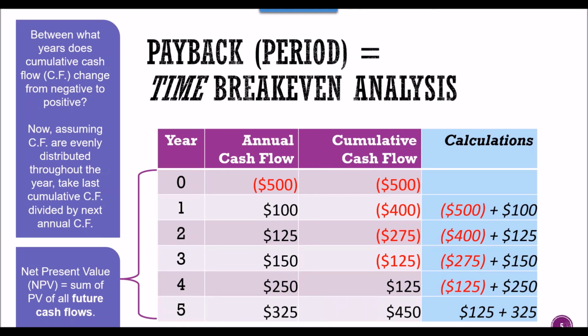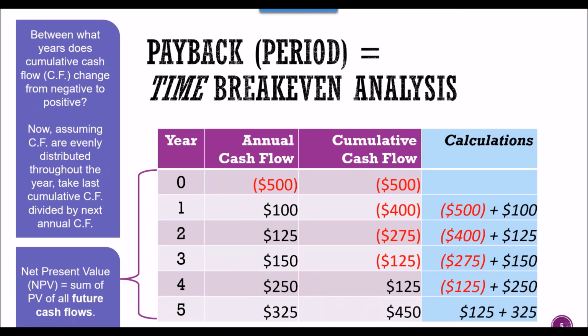So again, determine where it goes from negative to positive. It's between year 3 and 4. To determine the decimal, the 0.5, you're going to take the negative 125 divided by the 250. The negative and the positive really don't have significance in this case, but I just wanted to indicate which numbers I was dividing with each other.